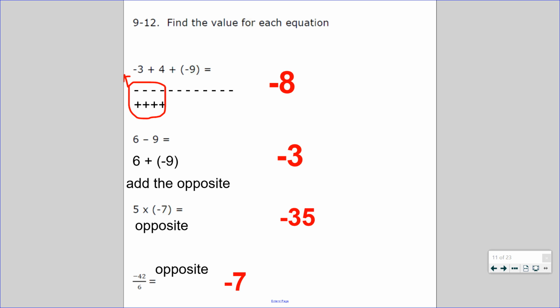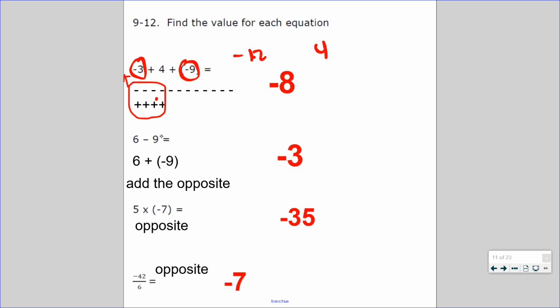Number 9, 10, 11, 12. Can you solve these integers? You have 3 negatives, 4 positive, 9 negative. All these make 0 pairs. You're left with negative 8. I like how one kid in my first period class does it this way. He takes all the negatives and puts them together. That's negative 12. 4 positive. I have 8 more negatives than positive.